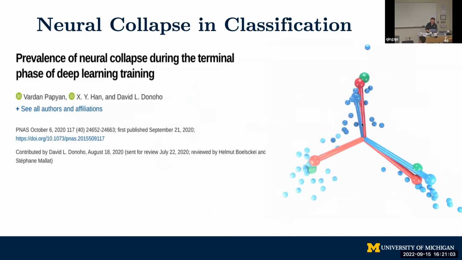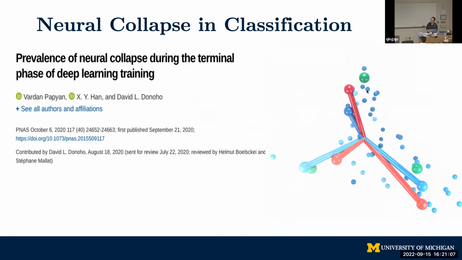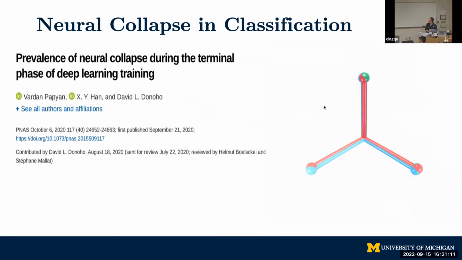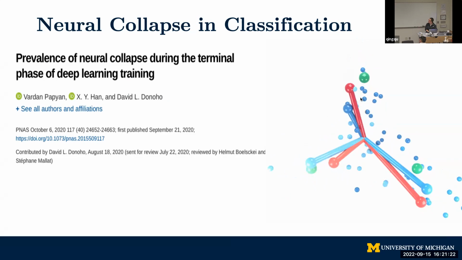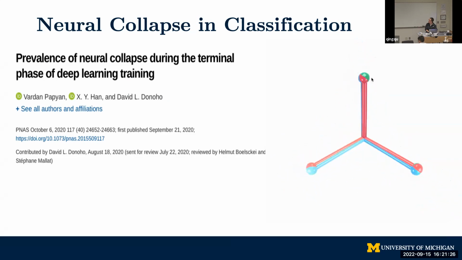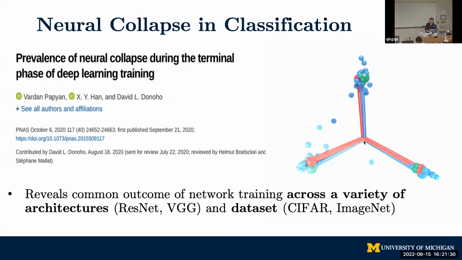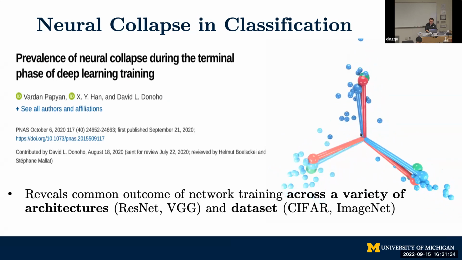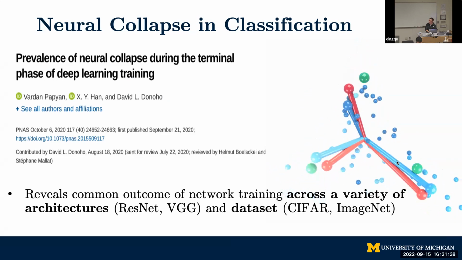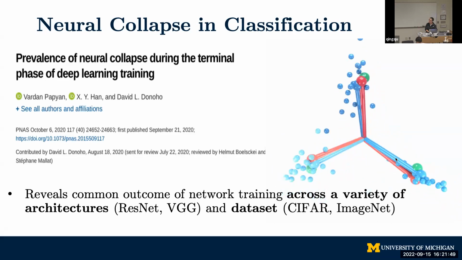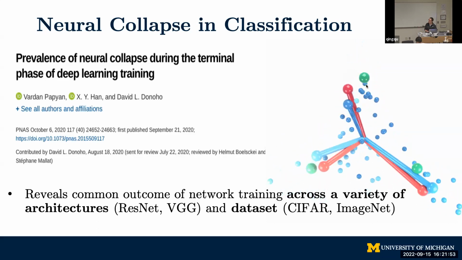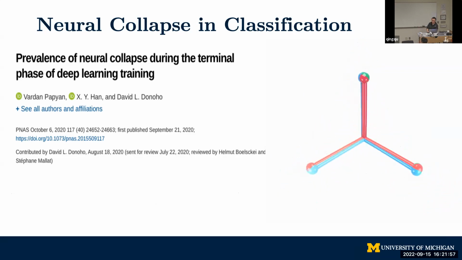When you look at this animation, you can see that this is a 3-class classification problem. When you train your network to convergence, you find that for each class, the features of that class collapse to the mean of that class. On the other hand, you can observe that the class means form a structure called an equiangular tight frame: the angles between all the means are equal, and they are maximally separated from each other. This is the key of neural collapse.